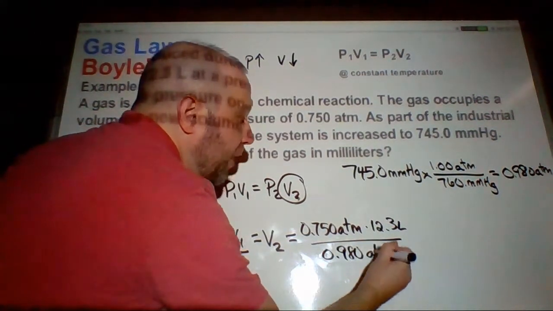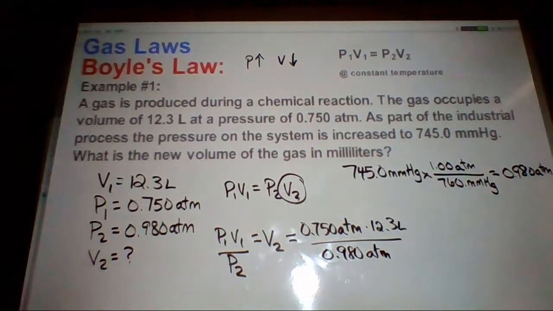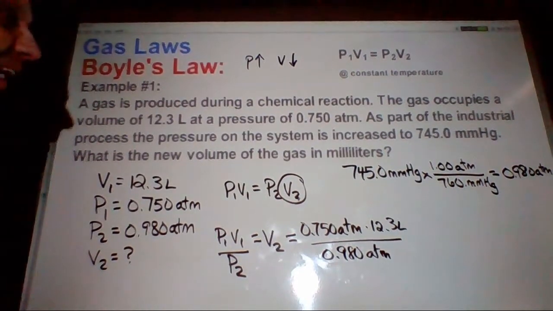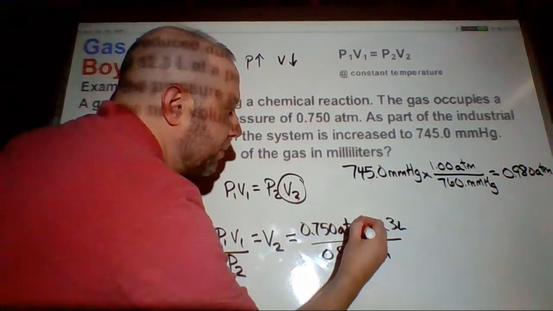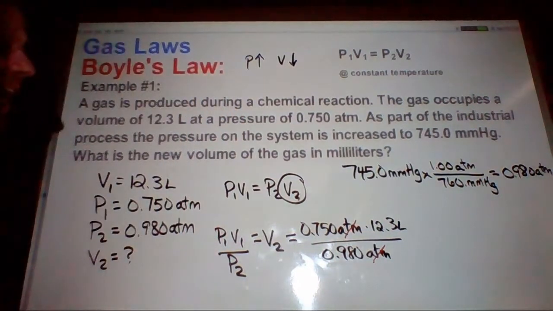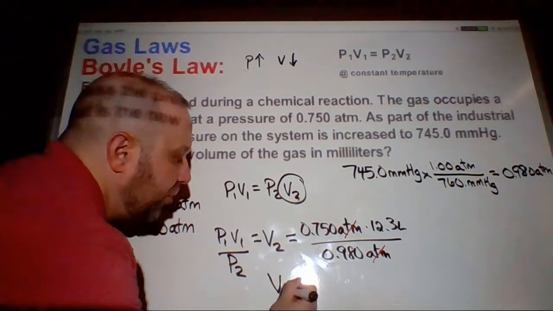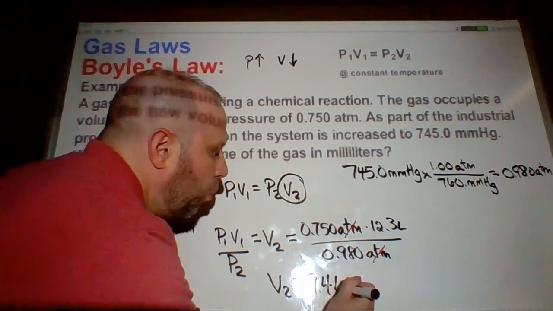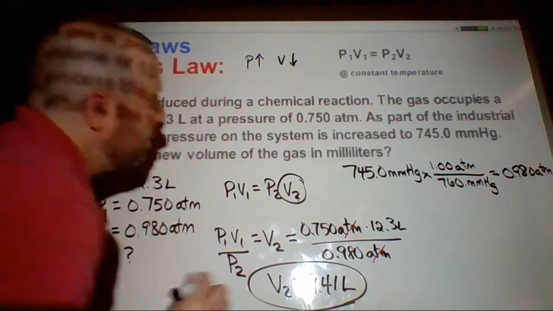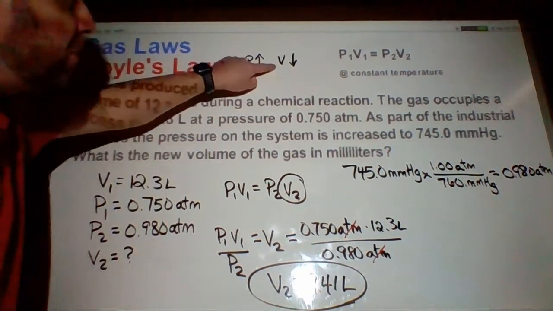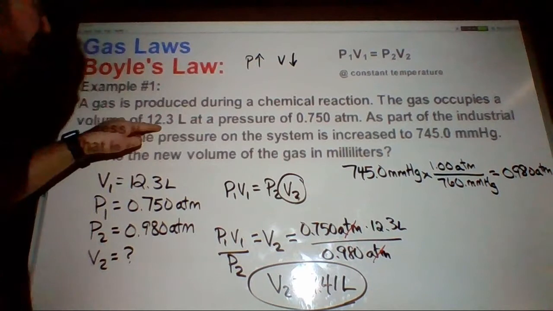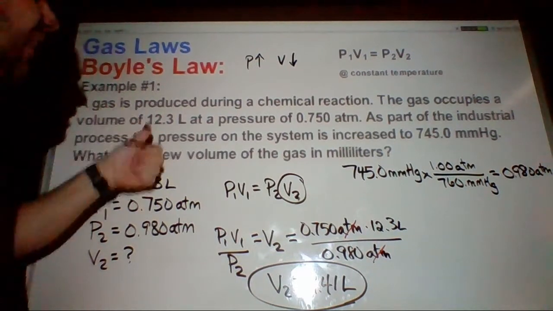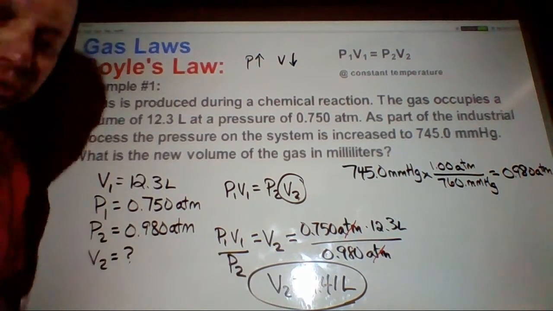If you do this correctly, your units should also work out. So notice that I have atm on top, atm on the bottom. So these guys are going to cancel out, and I'm left with a unit of liters. That makes sense because I'm looking for a volume. In this case, my volume number 2 is going to end up being 9.41 liters. Remember we said earlier, our volume better be smaller than it was before. So we started off at 12.3, we jacked up the pressure, we lowered the volume.